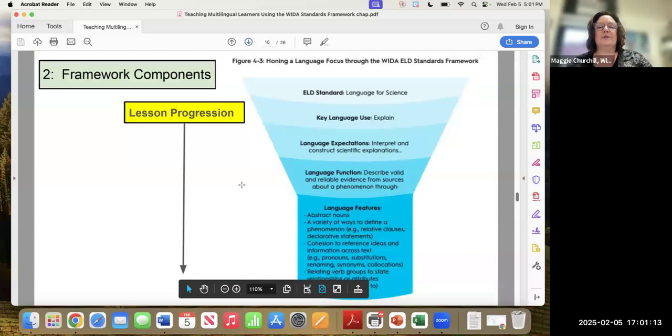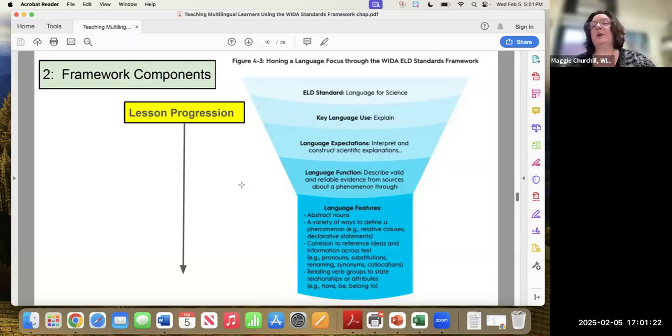Okay, so back to the framework. Within the framework, we're talking about the components, the pieces of the framework. What's really nice about this image, and it comes from the big 400-page book, I like this image of the funnel because it actually shows you your lesson progression. So when I write my lessons, as most people do, I kind of begin with those standards. So what are the standard requirements?